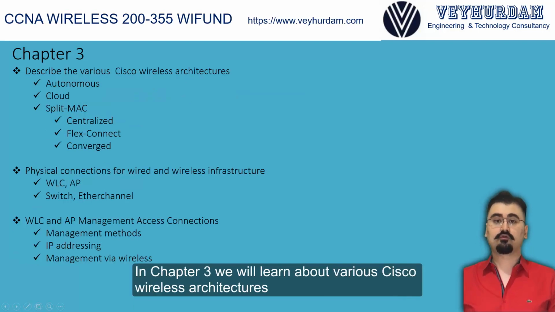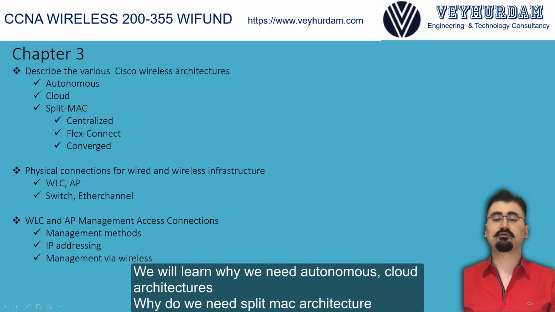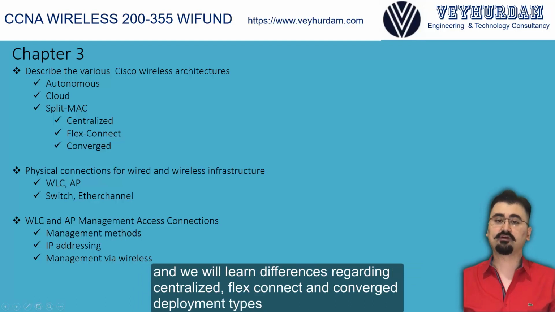In chapter 3, we will learn about various Cisco wireless architectures. We will learn why we need autonomous and cloud architectures. Why do we need split MAC architecture? And we will learn differences regarding centralized, FlexConnect, and converged deployment types.